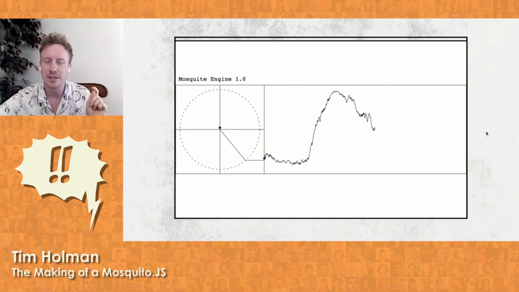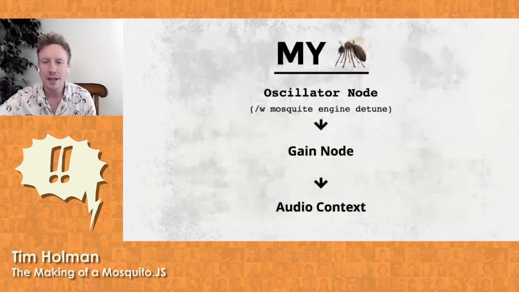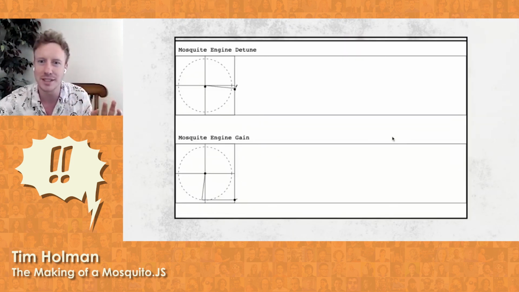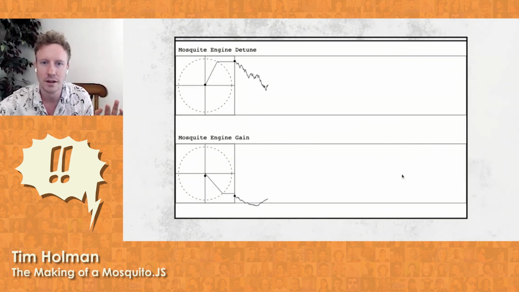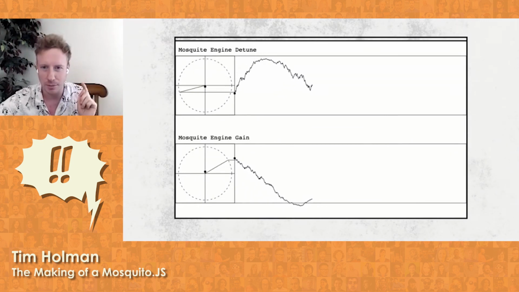Now, that is a mosquito if I've ever seen one. But now that I've got this Mesquite engine running the detune, why don't I connect it to all the pieces? If I connect it to the gain node, I can control the volume, and it can go up and down again with the mosquito. That is really starting to get onto the annoyance of the mosquito.